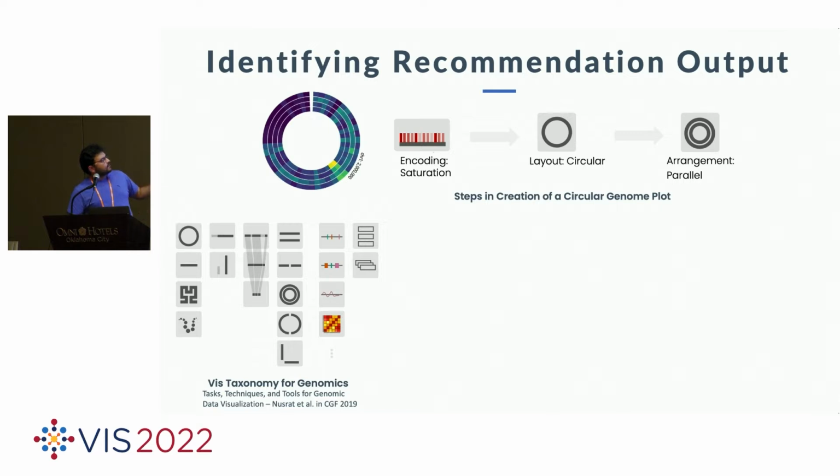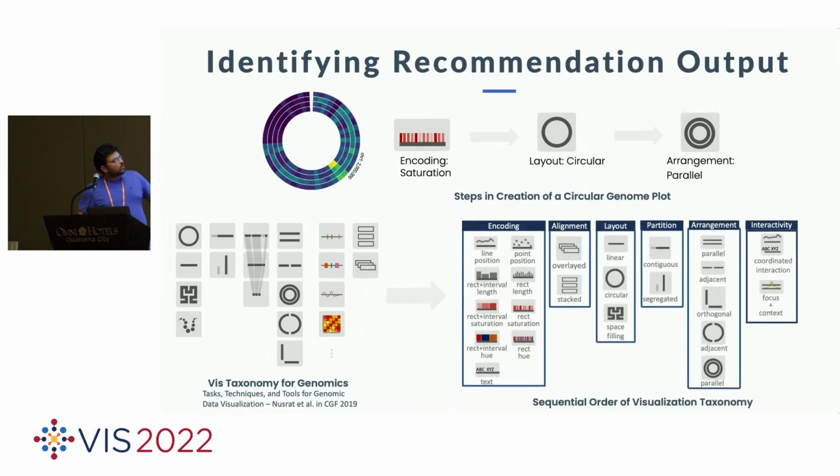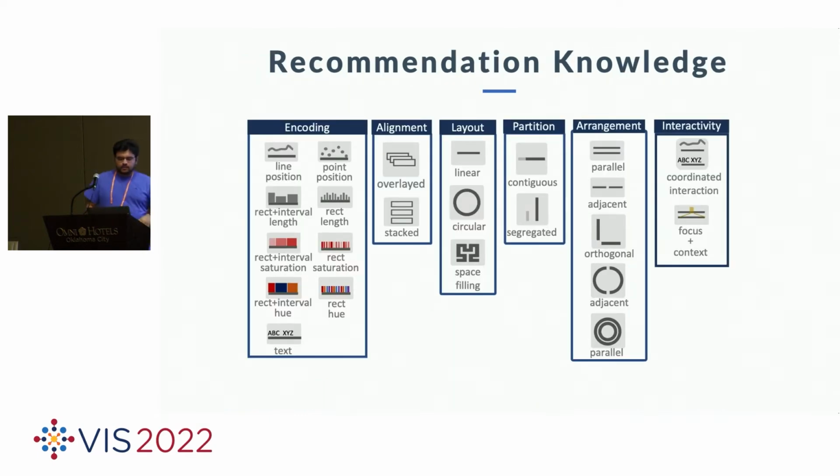And using this information, we still had to figure out an order in which these steps should be carried out to create the visualization. And this step was important because we learned that there are some dependencies. So for example, the layout step was supposed to precede the arrangement step in order to create the visualization. Now, once we figured out the main steps or the components of the visualization, we had to build the recommendation knowledge so that we can translate the user input into the output.